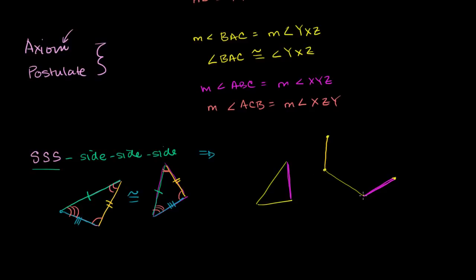I can rotate it around that little hinge right over there. If I connect them over here, then I'm going to get a triangle that looks like this, which is really just a flipped version. You could rotate it a little bit back this way, but then you'd have the magenta on this side and the yellow on this side, and then you could flip it vertically, and then it would look exactly like this.